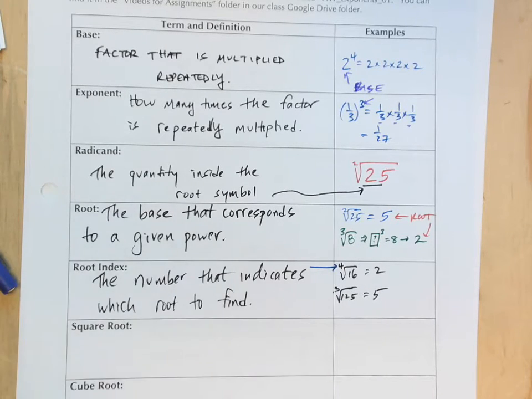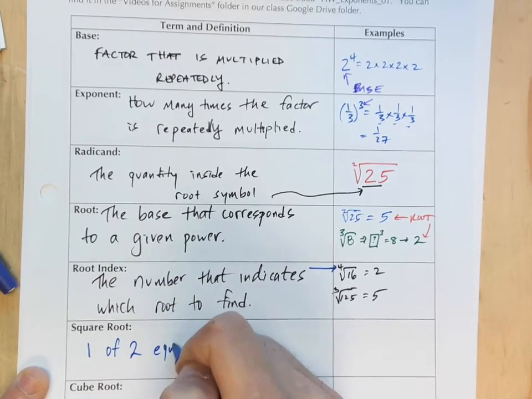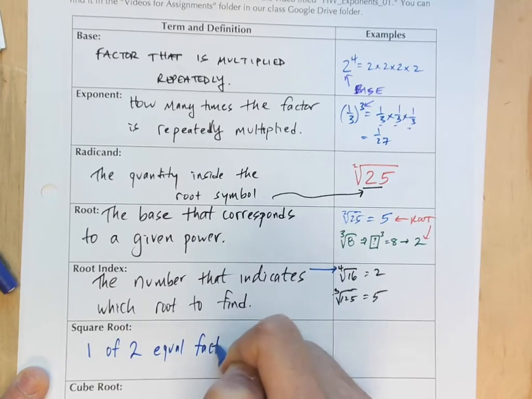We know the square root, that's one of two equal factors of a number.